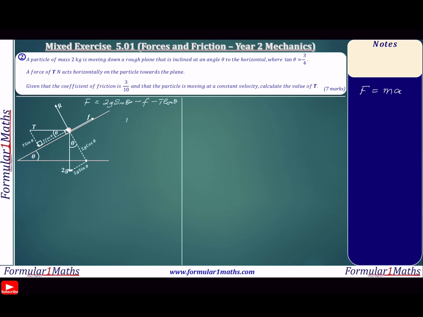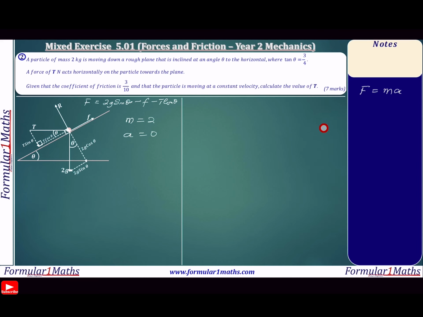The mass is equal to 2, and the acceleration is equal to 0. The acceleration is equal to 0 because it says here that the particle is moving with constant velocity. So when a particle is moving with constant velocity, it is not accelerating.